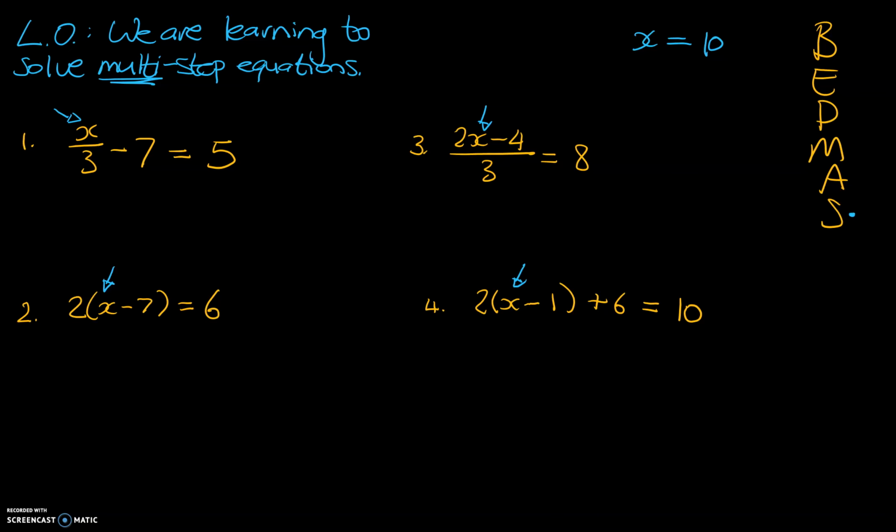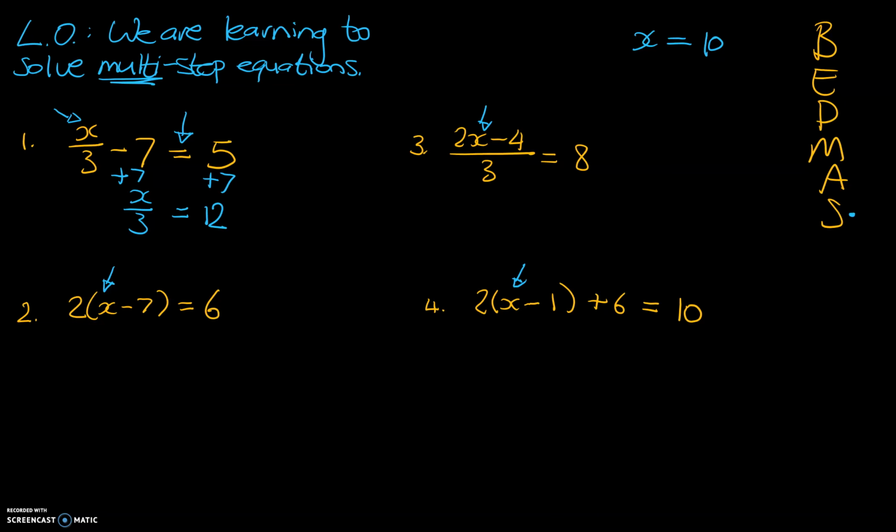The opposite of subtract 7 is plus 7. So we are going to add 7 to both sides of our equation. That is, we need to add 7 to the left-hand side of the equal sign and the right-hand side of the equal sign. We're then going to simplify that. So that x divided by 3, we haven't changed that. The minus 7 and the plus 7, they're going to cancel each other out. And that is going to leave us with 5 plus 7 on the other side, and that's 12.